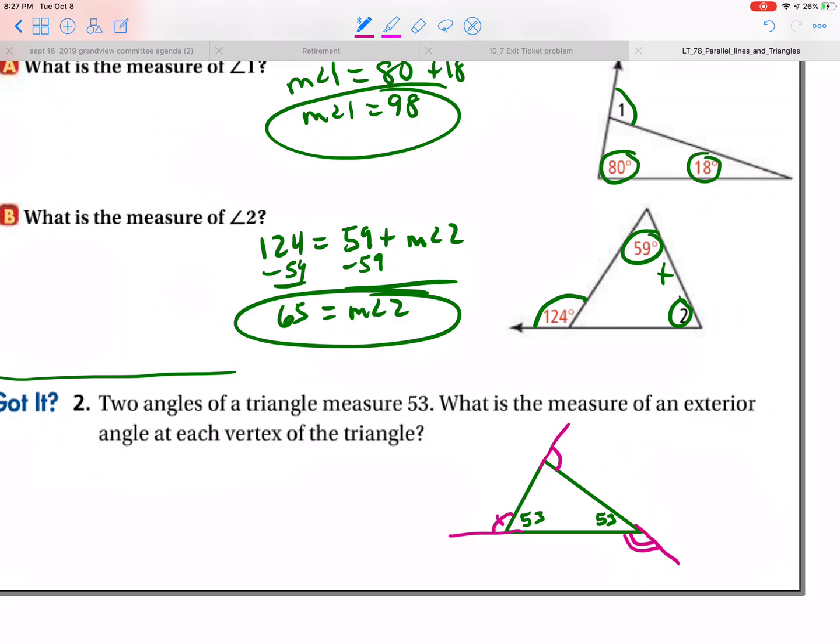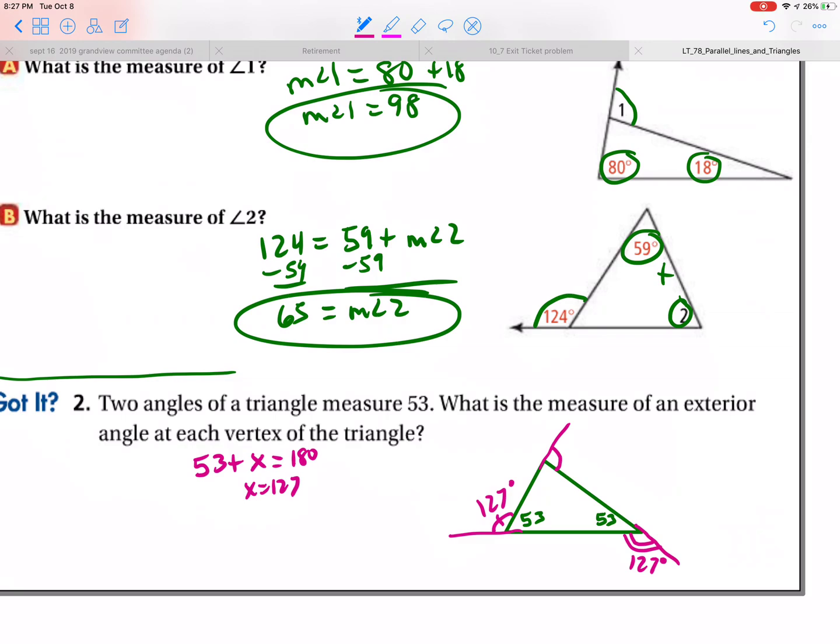So I know with an angle of 53, my exterior angle out here is going to be supplementary. So if I did 53 plus my exterior angle, I'll call x, it's going to equal 180. So x is going to be 127. I get 127 degrees for this angle. That's going to be the same here because that also has an interior angle of 53.